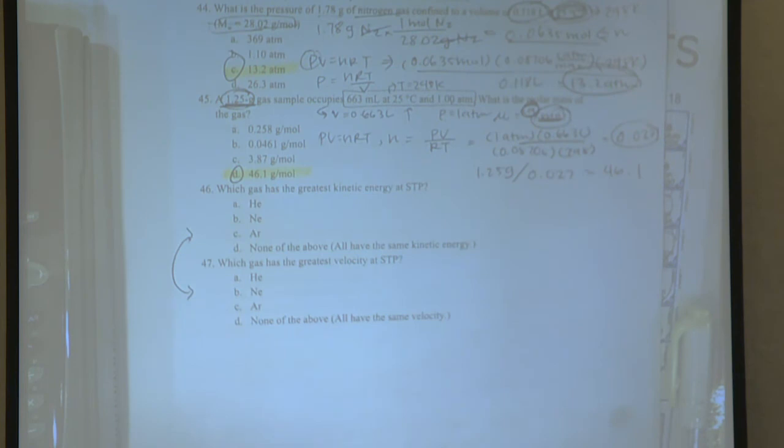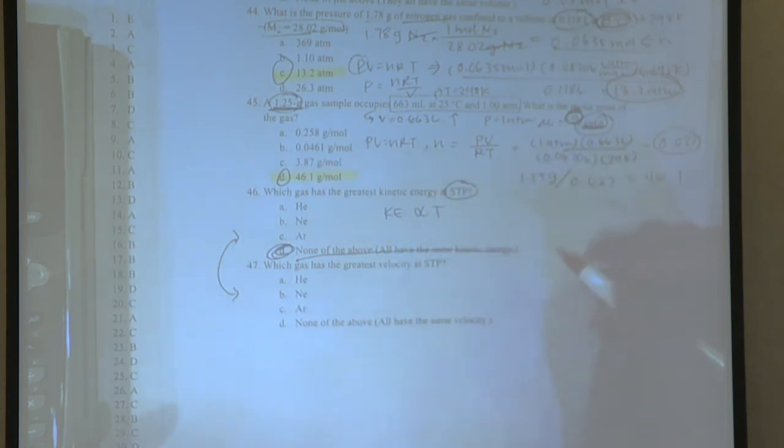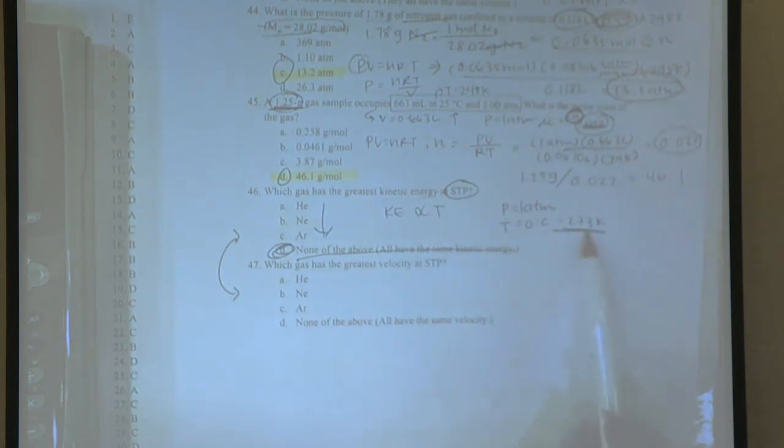So which gas has the greatest kinetic energy at, where's my answer key? At STP. And it's that none of them has the greatest kinetic energy, because kinetic energy is proportional to temperature. And STP, standard temperature pressure, is a pressure of 1 atm and a temperature of 0 degrees Celsius, which is 273 Kelvin. All of these are bouncing around at the same temperature, right? So that's why our kinetic energy is the same for any gas at STP.